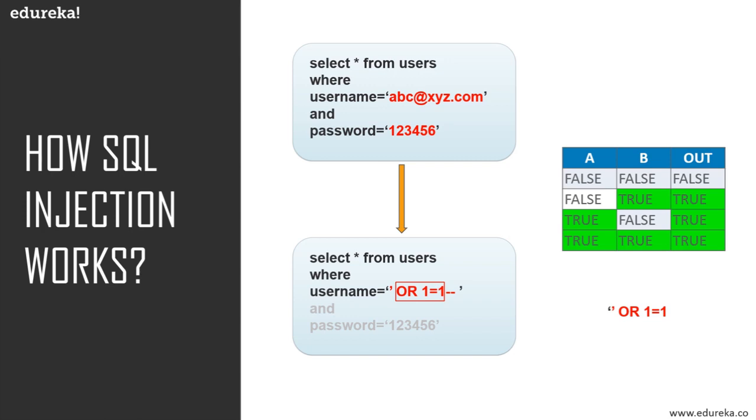Now what is the use of the extra double hyphen that I've used? The double hyphen is used to comment out the rest of the SQL query. That's why I've faded out the AND password part. When I use the double hyphen, it doesn't matter what the next part of the SQL query is. Since the OR function returns true, the SQL query returns true, meaning the login is successful. So this is how SQL injection works.